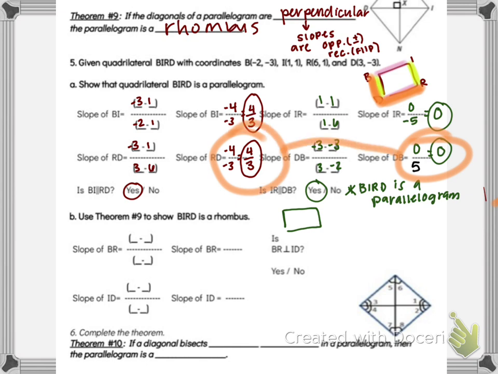If I compare them, 4 over 3 and 0. If you flip 4 over 3, it's 3 over 4. That's not what's happening here. So this one is not a rectangle. And I can just tell because of those slopes, okay?